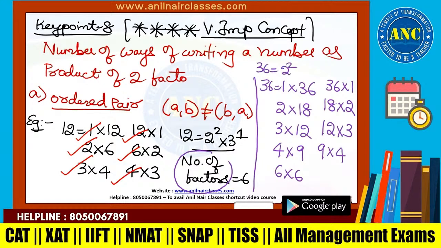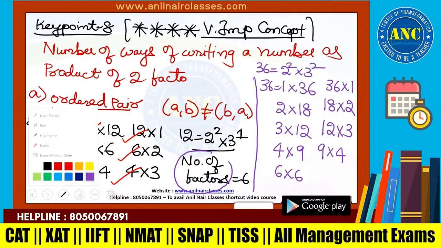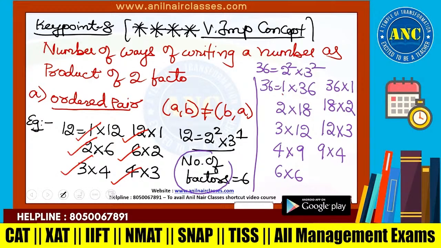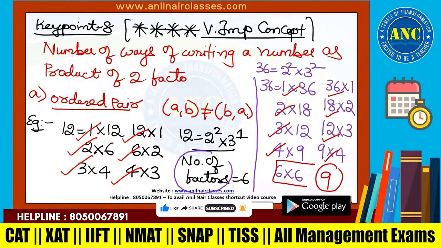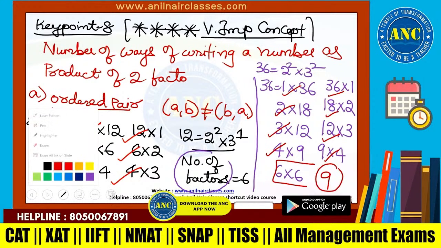36 is 2 square into 3 square. How many cases did we get here? One case, second, third, fourth, fifth, sixth, seventh, eighth, ninth case. Again I got 9 here. Very, very important point.